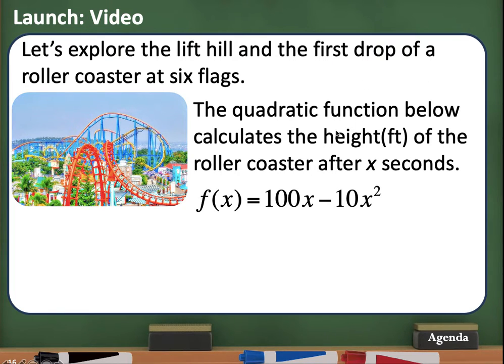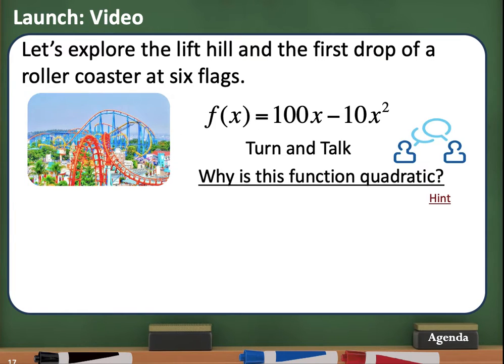The quadratic function below calculates the height of the roller coaster after x seconds, so any number of seconds. So here it is: f of x, or y, equals 100 times x minus 10 times x squared. This will tell us the height of the roller coaster after any number of seconds. So 1 second, 2 seconds, 3 seconds. It will tell us how high the roller coaster is off the ground.